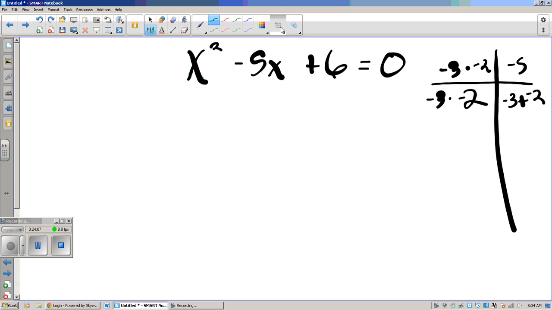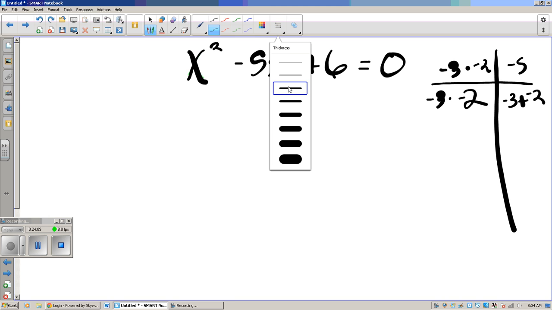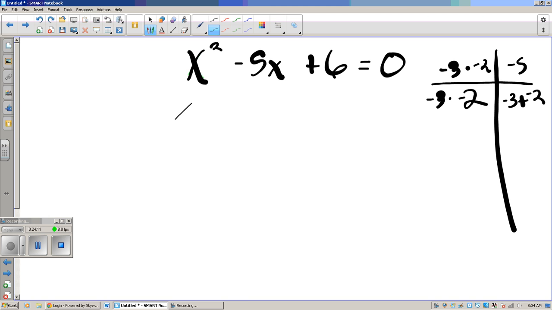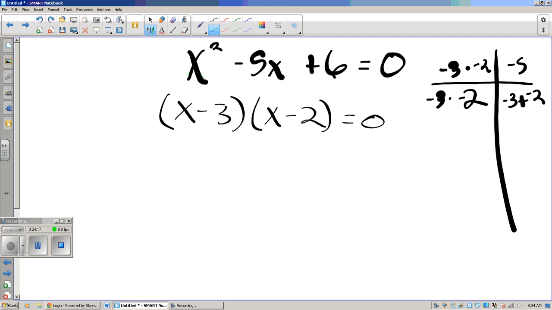Okay, so then once I have those two numbers, I can just do x minus 3 times x minus 2 equals 0. When the leading coefficient is 1, it's easy to just write down the two binomials with the numbers we found.